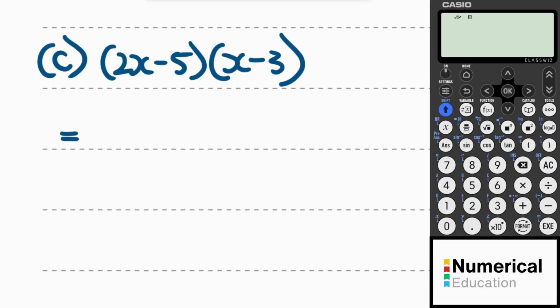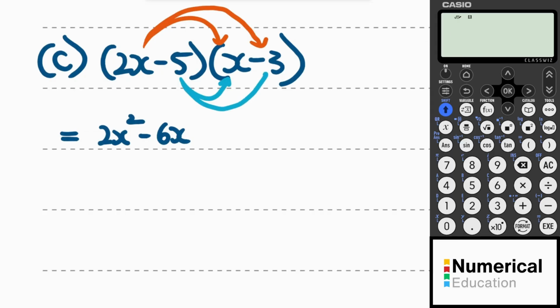Okay, so the way it works is you start off with the 2x and you expand and distribute it to the two terms in the second brackets. So 2x times x is 2x squared. 2x times negative 3 is negative 6x. And now, because we've dealt with the 2x, we're going to do the same thing to the negative 5, and distribute it into that second bracket. So negative 5 lots of x is negative 5x. Negative 5 lots of negative 3 is positive 15.